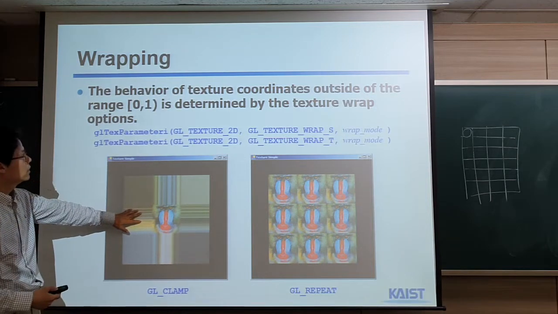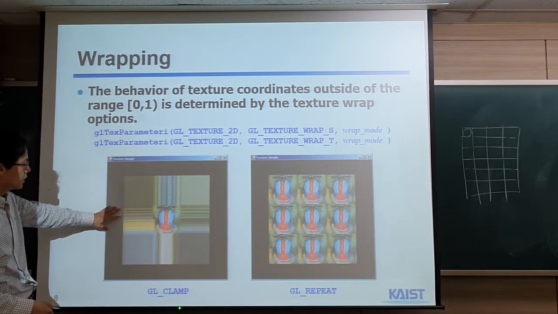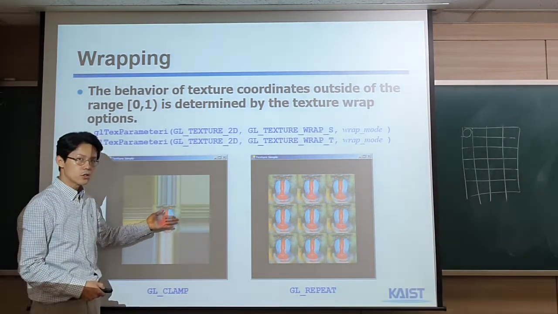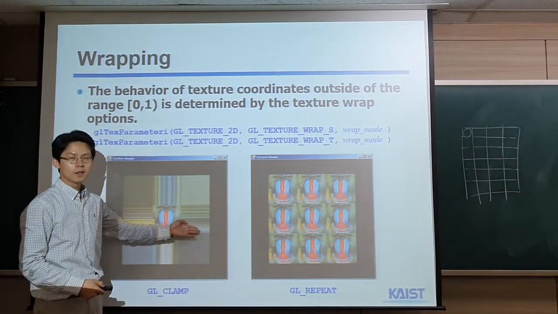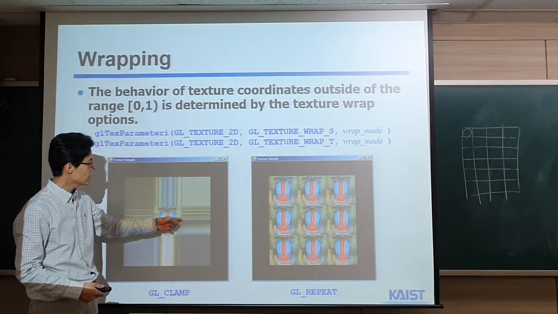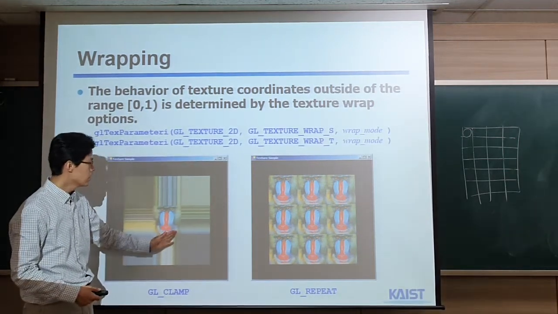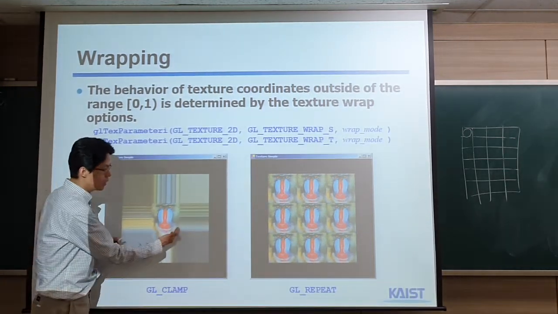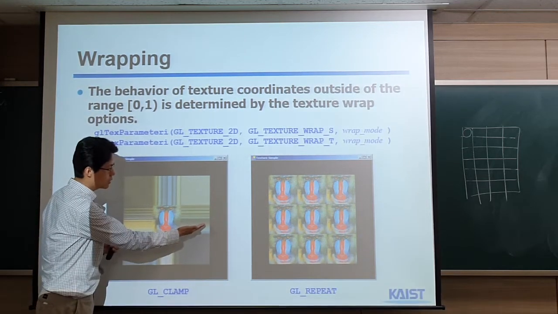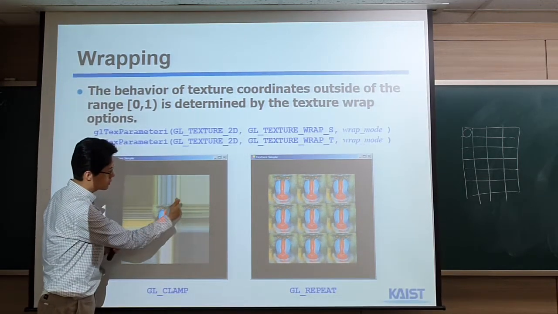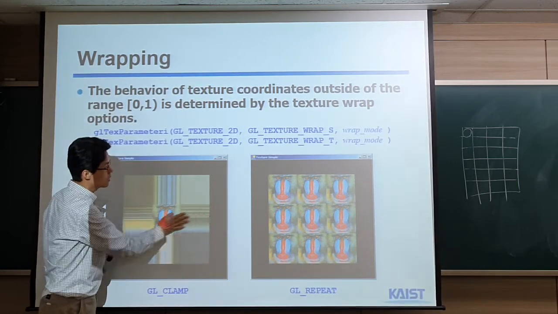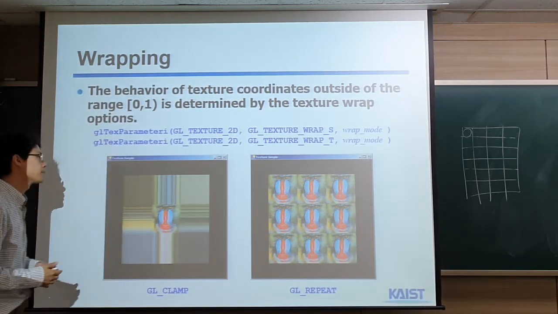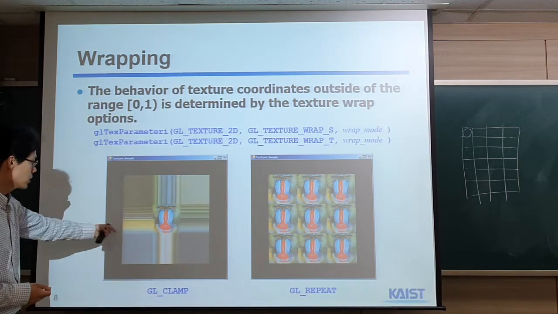This one is GL clamp. Suppose you use a texture coordinate bigger than 1, let's say 2. Then we clamp it to the maximum texture coordinate, which is 1. As you can see, texture coordinates beyond 1 map to the last index, so the same color keeps repeating here. This is GL clamp.